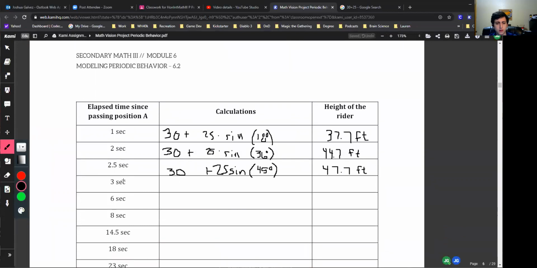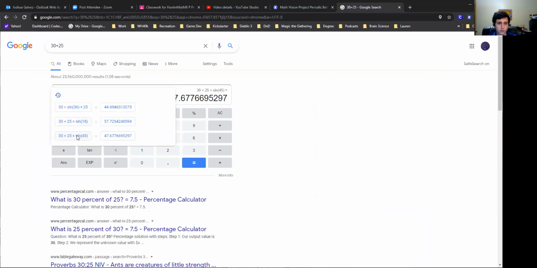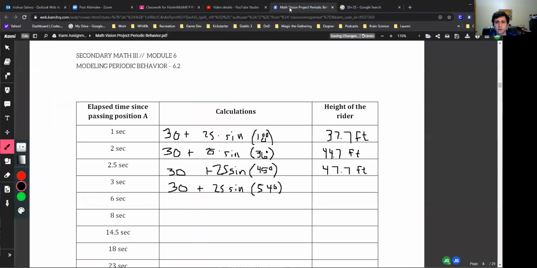Okay, and then this one, right after 3 seconds. So remember, each second is 18 degrees. So you would be 18 and then 18 and then 18, so it would be 54. So 30 plus 25 sine of 54 degrees. So let's come back over here. That's 50.2.